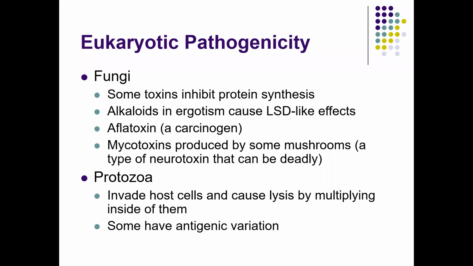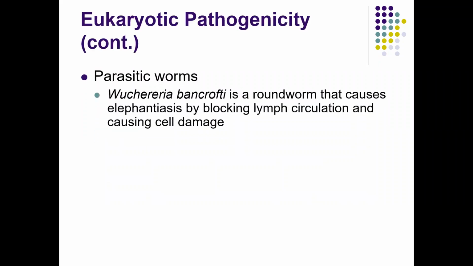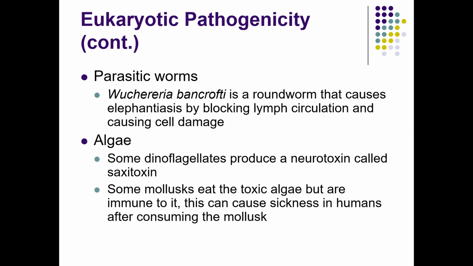Sometimes there's also antigenic variation, something we've already talked about. Parasitic worms. We haven't talked a lot about this yet, so this is a little bit of a newer topic for us. Elephantiasis is the blocking of lymph circulation, which is going to cause really, really bad cell damage, as well as really bad edema or swelling. And then there's some algae that can actually make us sick by producing neurotoxins, enterotoxins, somewhat similar to what fungus does.